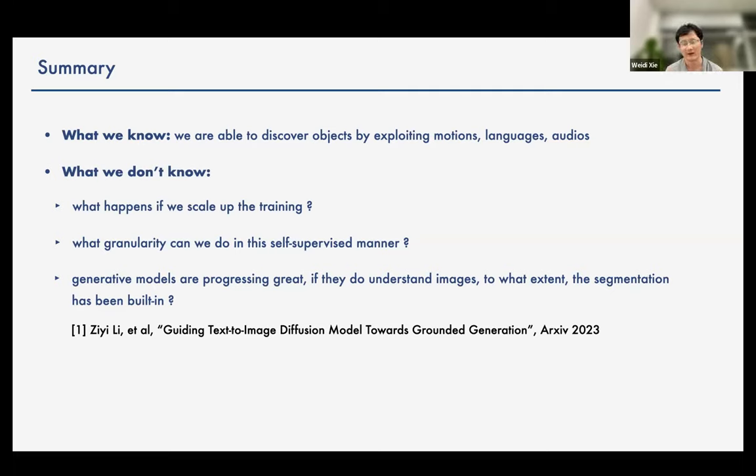And the third thing is, we know the generative models, like diffusion models, are becoming very good. And at some point, we think they really understand images, because they can generate shadows, or they can generate geometry, these kinds of things. But to what extent has segmentation been built in? Because if we think they really understand the image, they must have segmentation built into the model, right?